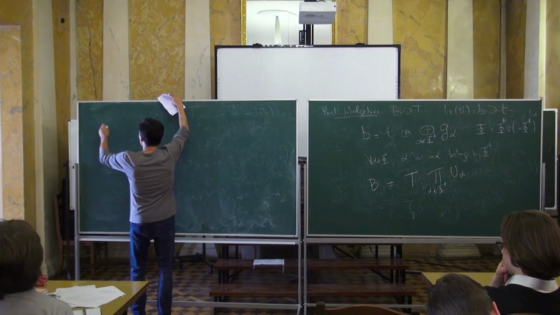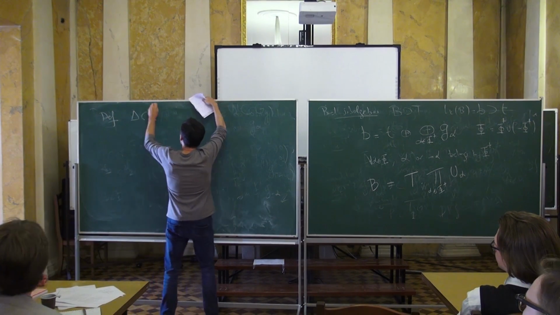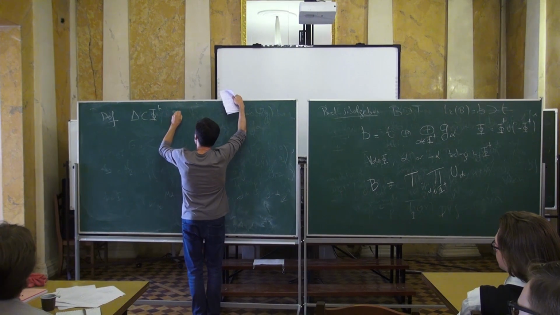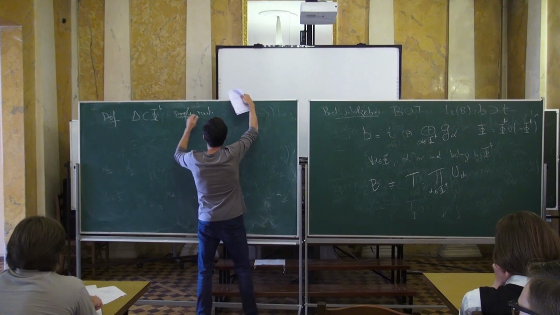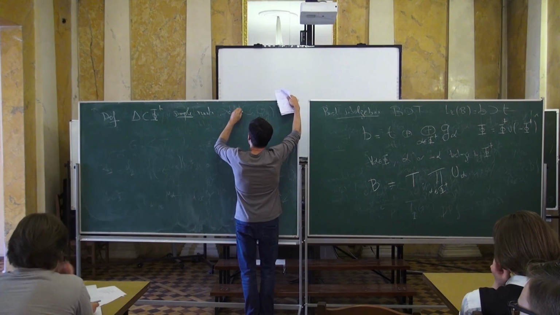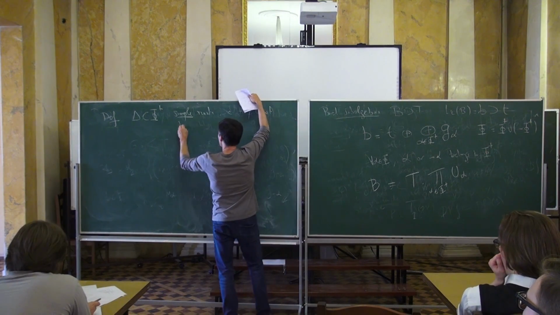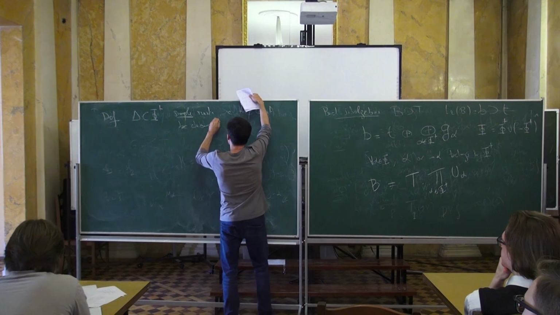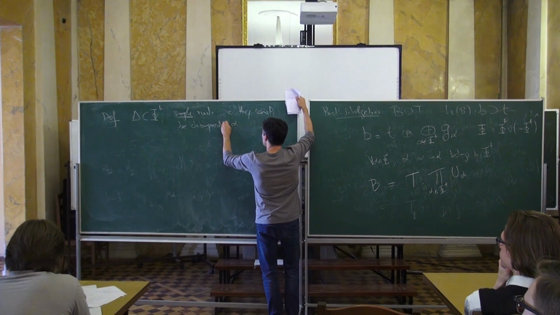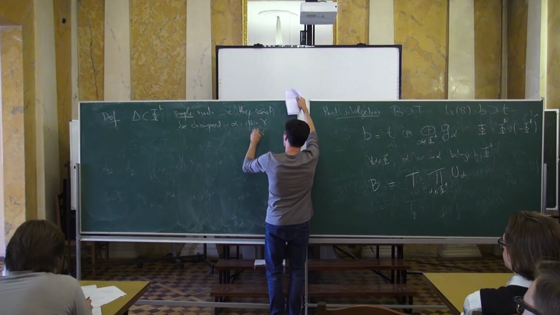Okay, so you define Delta in Phi plus to be the set of simple roots, in the sense that they cannot be decomposed as a sum of positive roots, as alpha equal beta plus gamma, with beta and gamma in Phi plus.